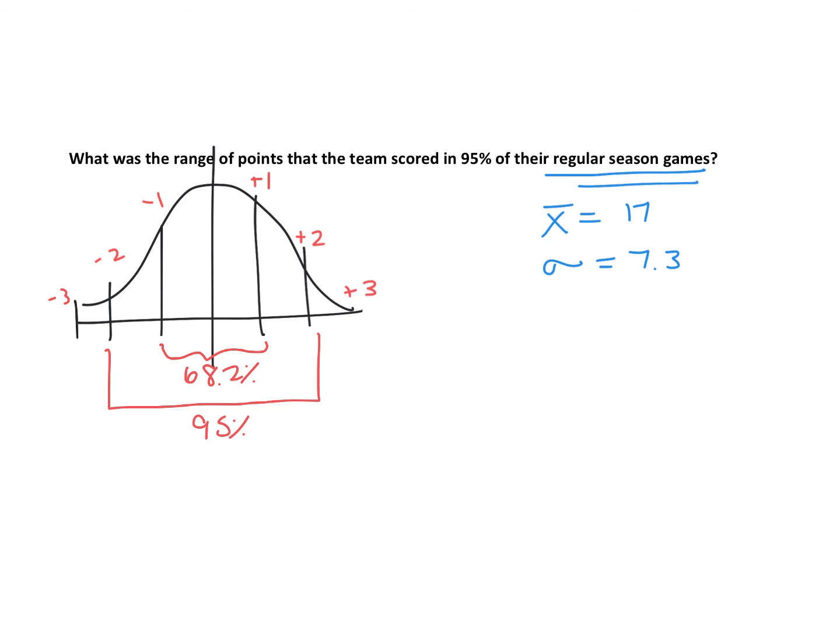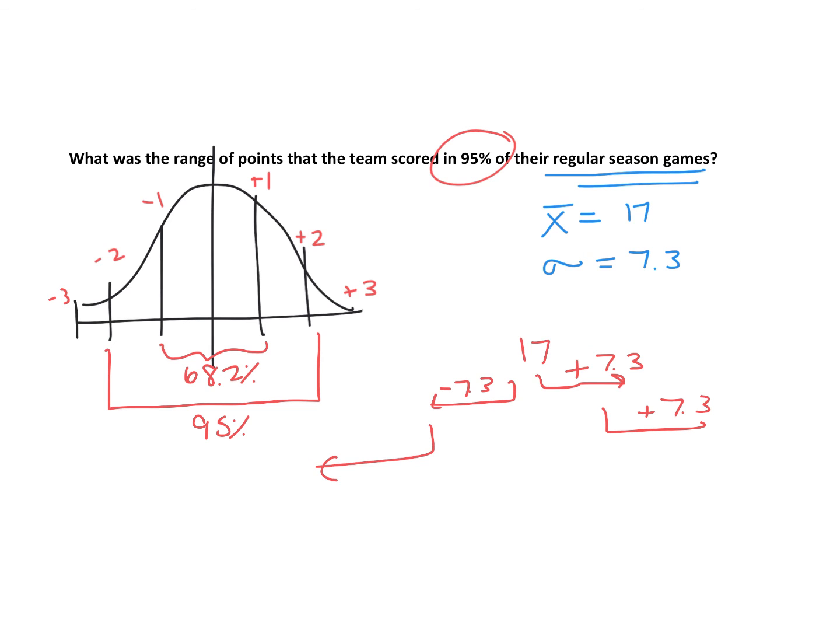So when they're asking us what was the range of points that the team scored in 95% of the regular season, we just want to figure out 2 standard deviations away from the mean. So if our mean is 17, we're going to add 7.3, and then we're going to add another 7.3. That will get us to 2 standard deviations away. We're going to go in the other direction. We're going to subtract 7.3 once. We're going to subtract 7.3 twice to get 2 standard deviations on the left side. So if we do that in either direction, that goes from about 2 points on the low end up to 32 points.